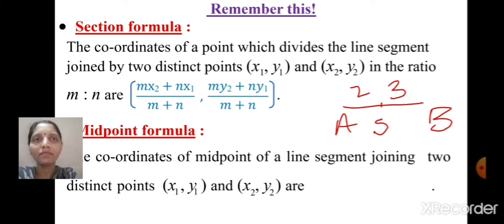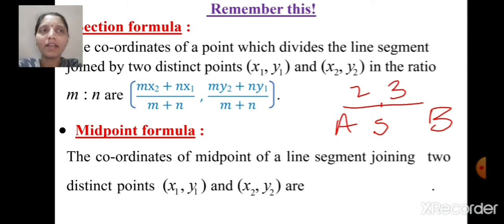mx2 plus nx1 upon m plus n, with this formula you can find the x coordinate of point S, and my2 plus ny1 upon m plus n, with this formula you can find the y coordinate of point S. Okay, so this is called the section formula, where we are dividing the segment in different ratios. Okay, and here m:n is nothing but the ratio in which we are dividing this segment. Okay, so I hope you all have understood this section formula. You can solve sums based on this section formula.